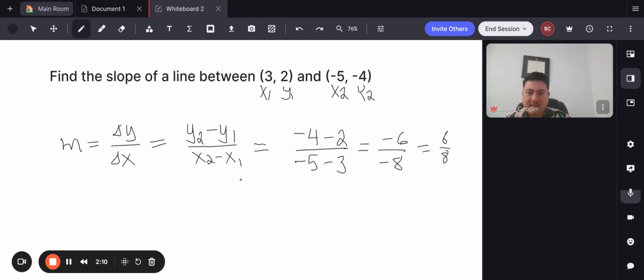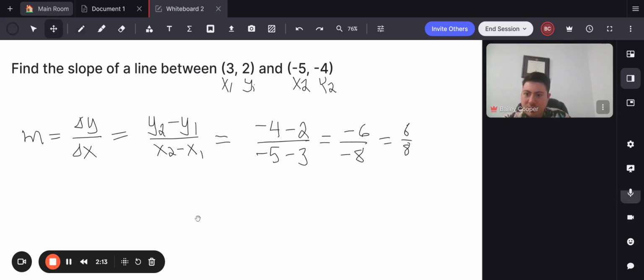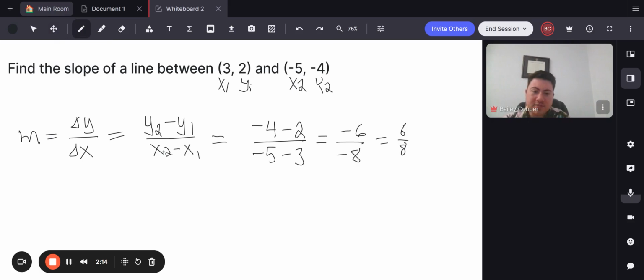Then we can see that 6 and 8 are both divisible by 2, so we can simplify a little bit further by dividing both of them by 2, meaning that the simplest form of this is 3/4. 6 divided by 2 is 3. 8 divided by 2 is 4. So the slope between these two coordinate points is 3/4.